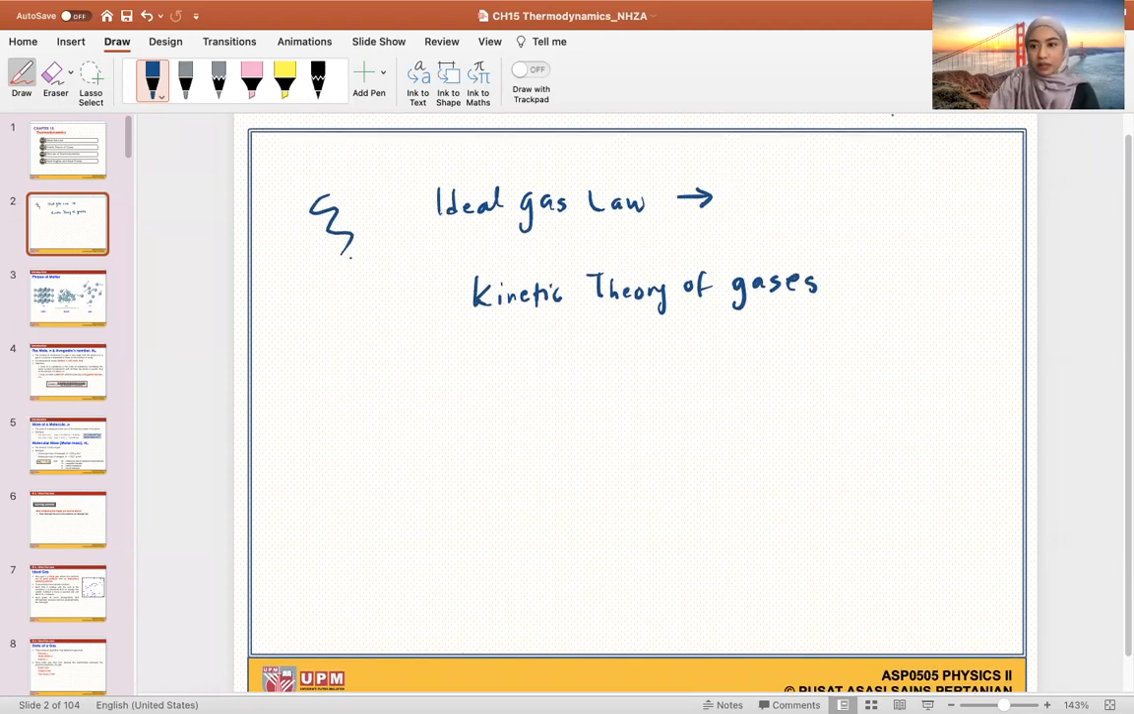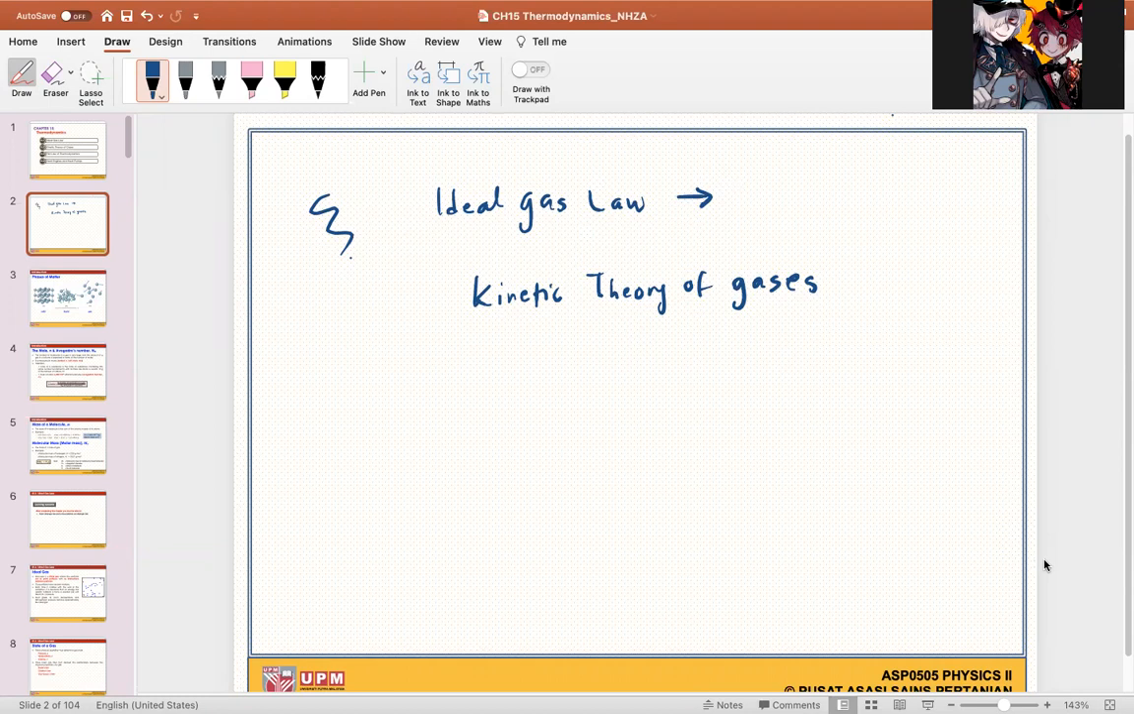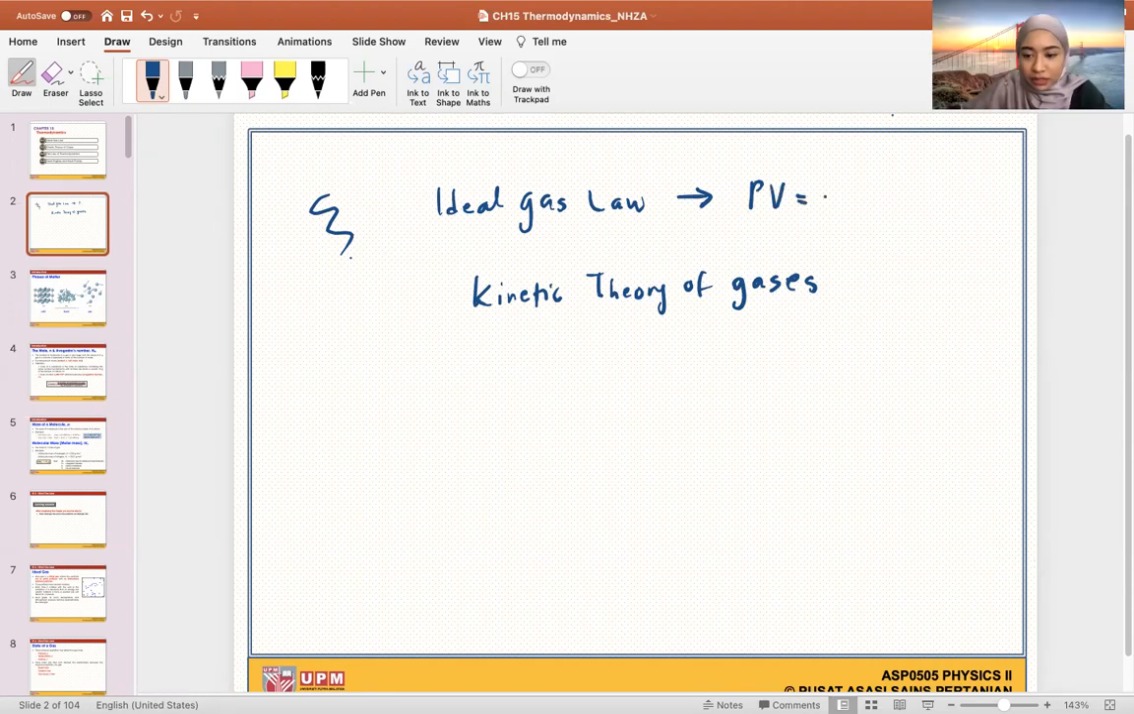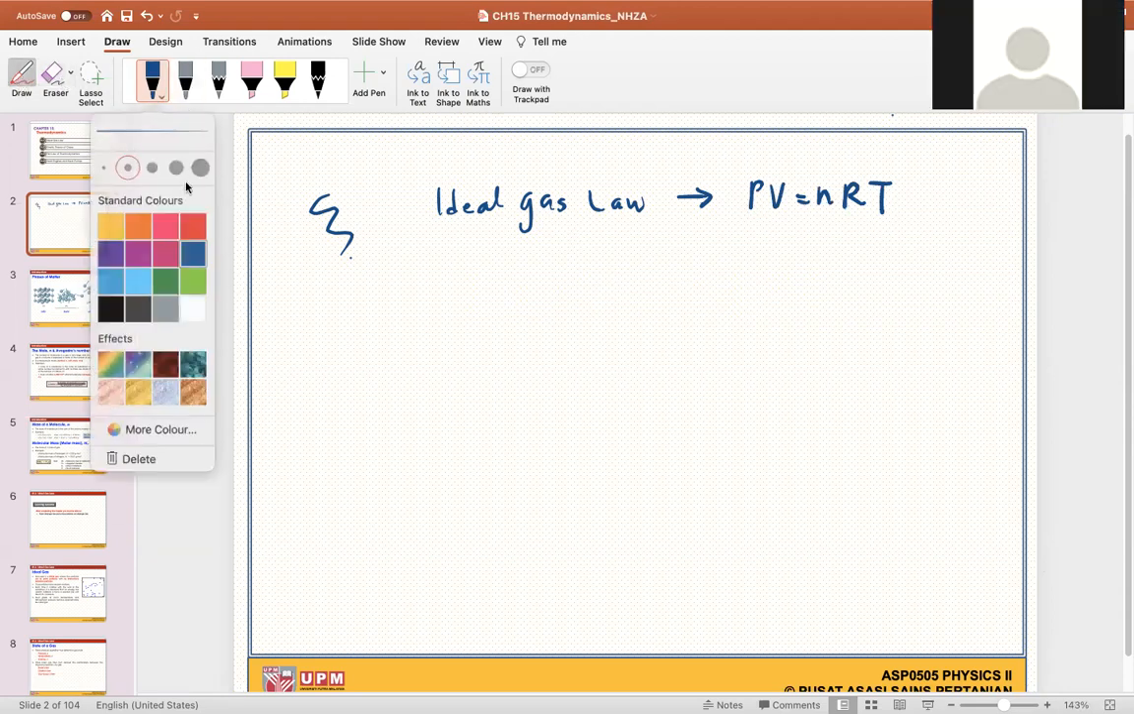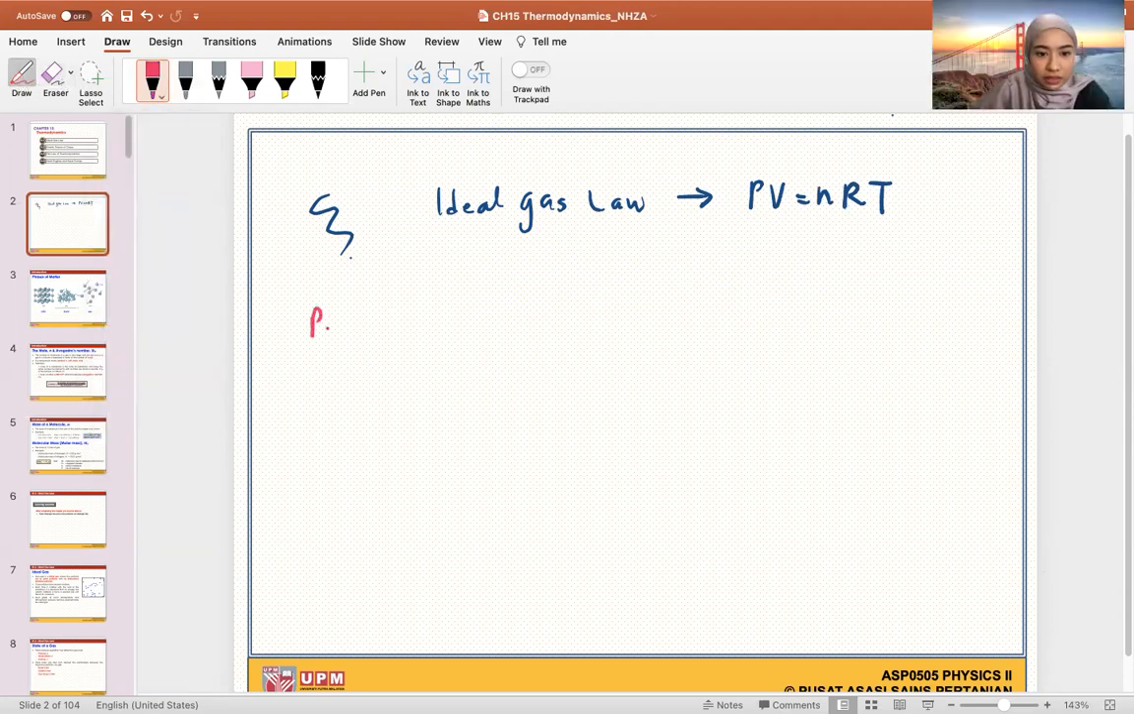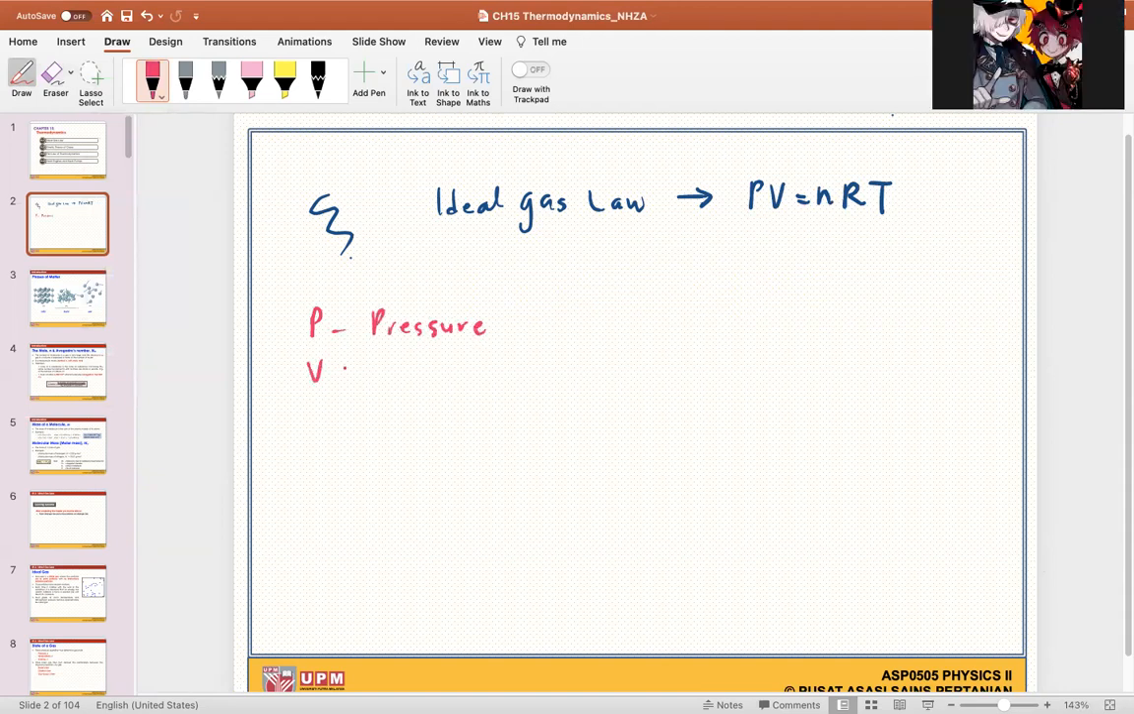You guys know PV what? Equal to nRT. Okay, PV equals nRT. So what is P, what is V, what is n, what is R, what is T? P is pressure. Thanks, Afika. P is pressure, V is volume, n is the number of moles of gas.